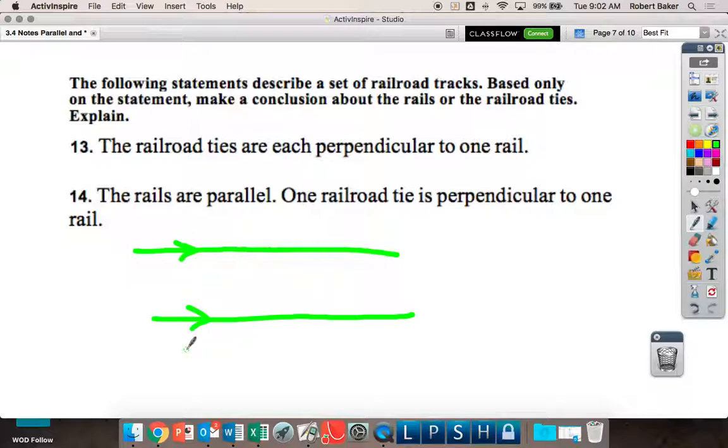One railroad tie is perpendicular to one rail. What sort of conclusion can you draw from that? What do you see? What do you know? What do you know about the rails? That's what the problem says. What do you know about one tie and one rail? Perpendicular. That's what the problem says. What do you know about that one tie and the other rail?